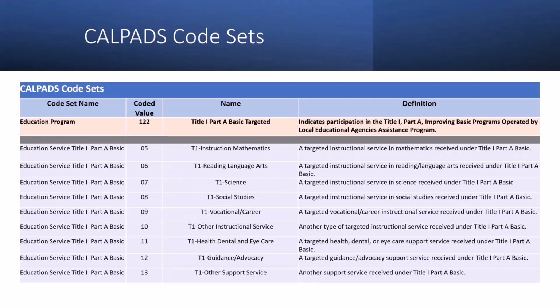You can always go to the CALPADS code set to find out what Program 122 is. Title I Part A Basic Targeted has a definition, and it says it indicates participation in the Title I Part A program, improving basic programs operated by local education agency assistance program. And then we have the Education Service Title I Part A Basic, because every program 122 record will also need the Education Service reported as well. As you can see, there's several different instruction codes. These are the services that a student may be receiving: math, language arts, science, social studies, and so forth. So that's what you would find in the code set, helping you understand the program and a conditional field validated.